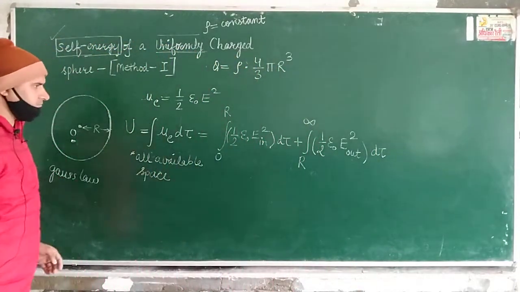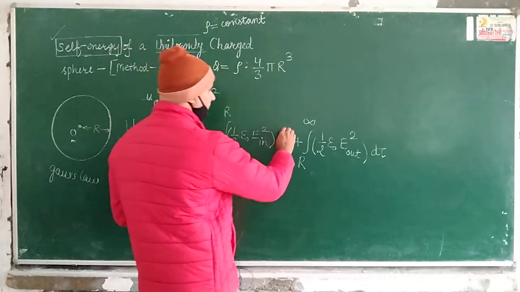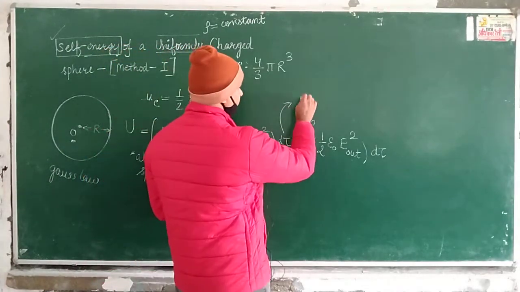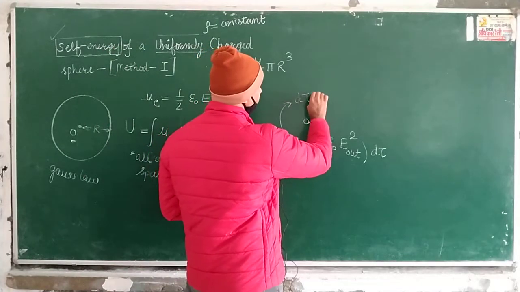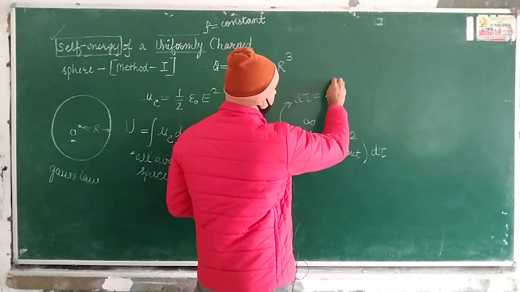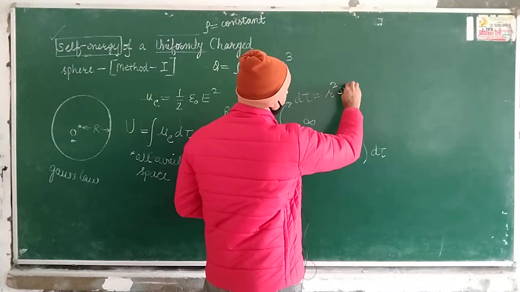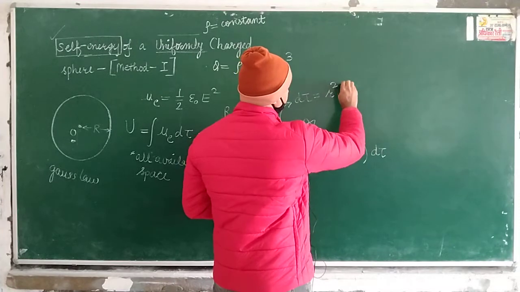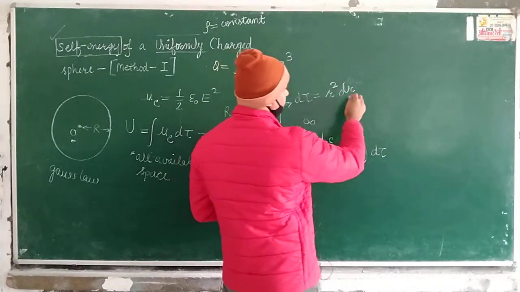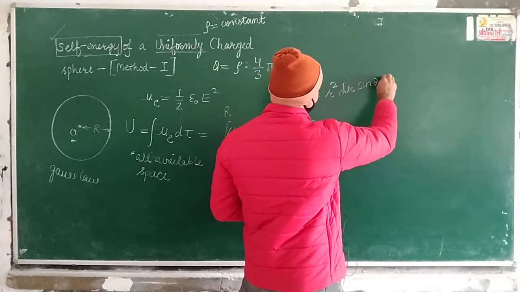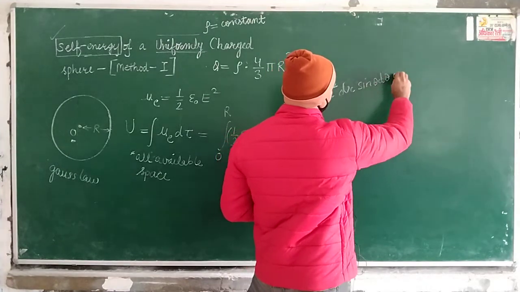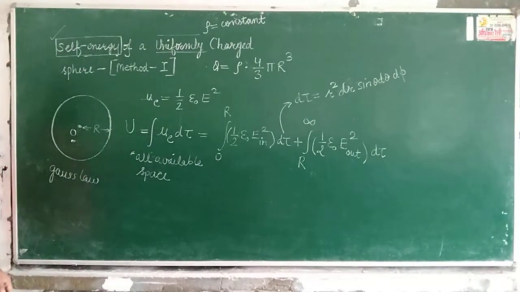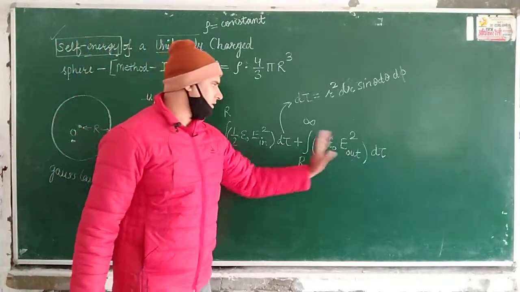In the previous lecture I told you that the volume element in the spherical coordinate system is given by d tau equal to r square sine theta dr, sine theta d theta into d phi. So here we are to substitute the value of E inside and E outside.